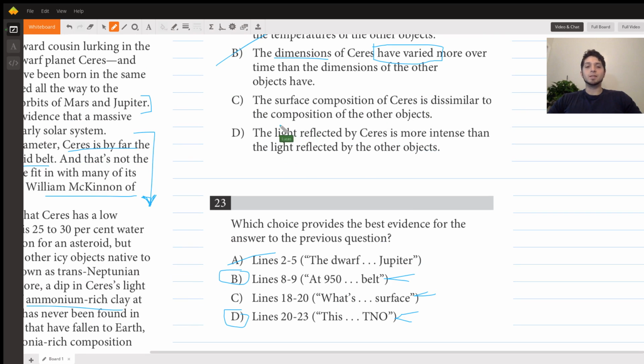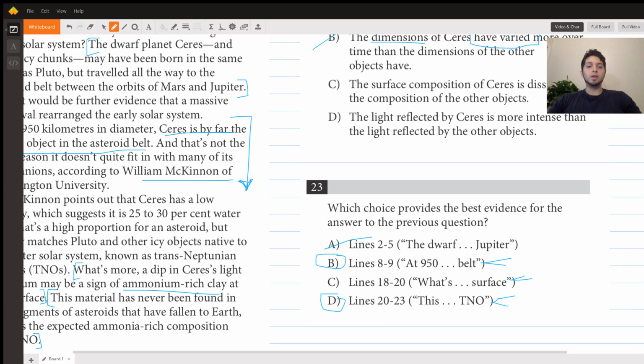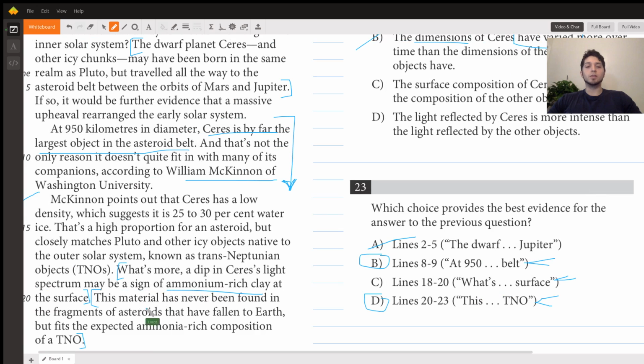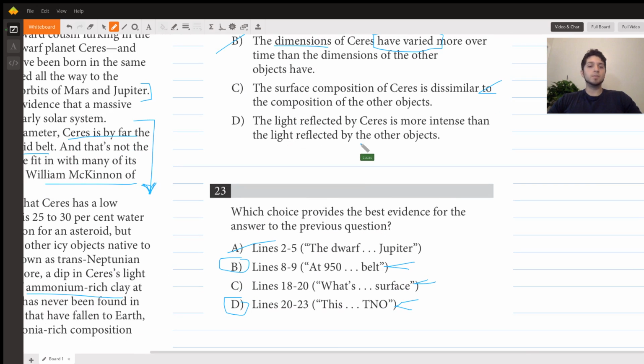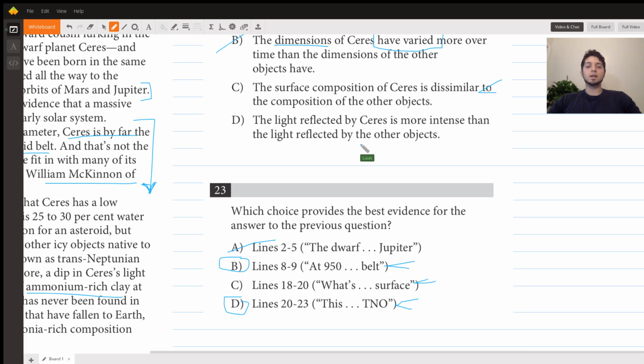Then we have C, the surface composition is dissimilar to the composition of the other objects. And I think that this matches kind of this down here, right? The C or D round here, which talks about ammonium-rich clay at the surface, something that other asteroids don't have. So surface composition is dissimilar. I think this is a pretty good choice. I keep it. Then we have D, which says the light reflected by Ceres is more intense than the light reflected by the other objects.